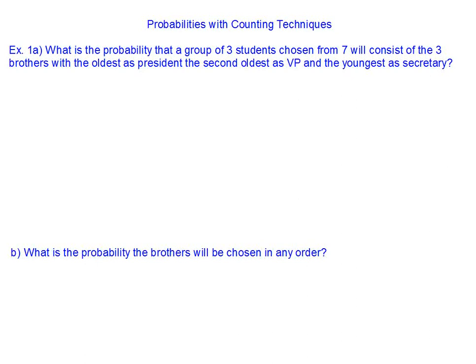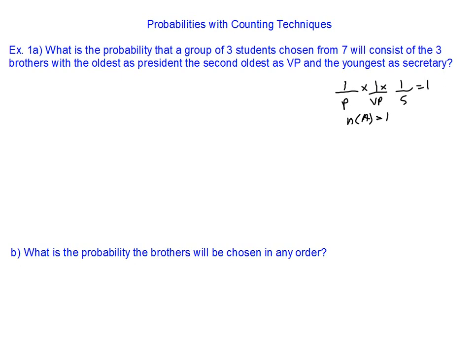I'm going to start with a little bit of a picture here. We've got our president, our vice president, and our secretary. If the oldest person is going to be the president, there's only one way for that to happen. There's only one way for the second oldest to be vice president, and only one way for the third oldest to be secretary. So the number of desired outcomes is only 1. 1 times 1 times 1 is 1. So that's our number of successful outcomes or desired outcomes. So that's NA is equal to 1. Now we just have to find NS.